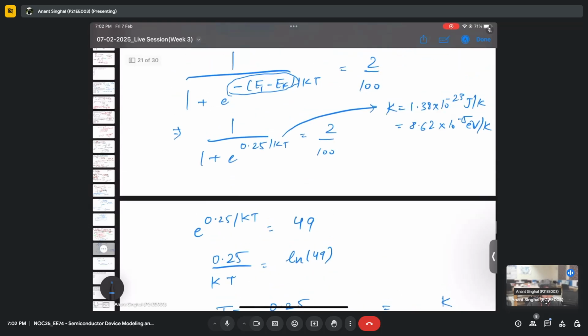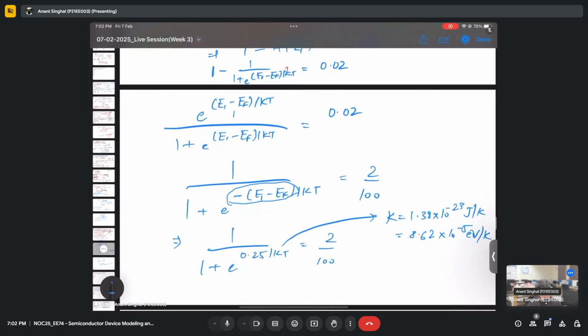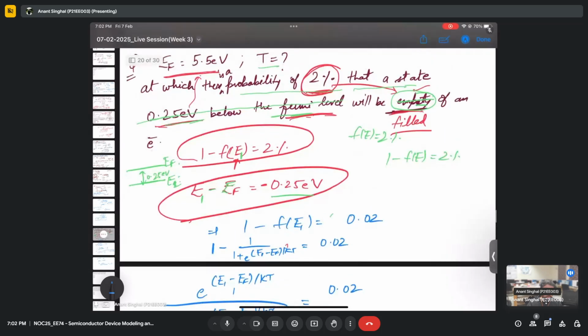Please let me know if you have understood this. This is quite important. Any doubts here?